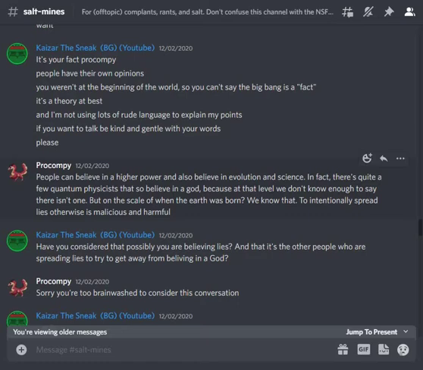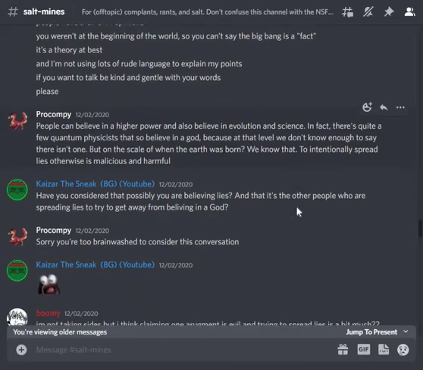"On the scale of when the Earth was born, we know that." No, you don't know that. You're just saying that. You obviously don't know enough about evolution to know that there's tons of loopholes in relation to the Earth and how it was developed and the various geological facts that have been found.